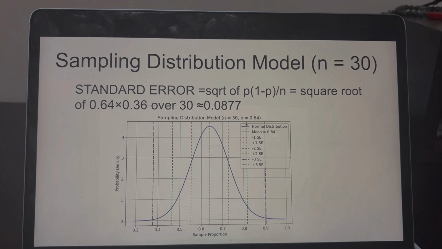So the shape of this is approximately normal by the central limit theorem, and the center, as you can see, is 0.64. P equals 0.64. And as you can see in this visual, it shows the bell curve centered at 0.64 with the standard deviations of 1, minus 1, 2, minus 2, 3, and negative 3. And that's essentially it.